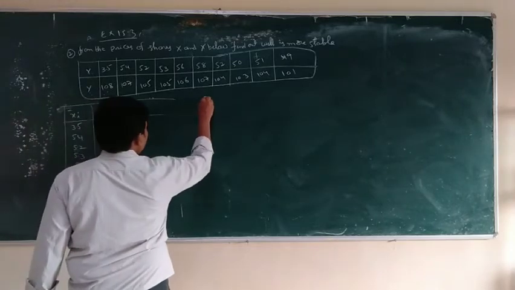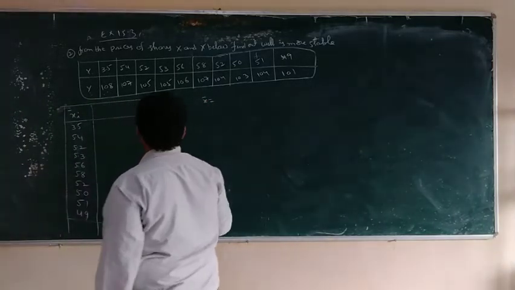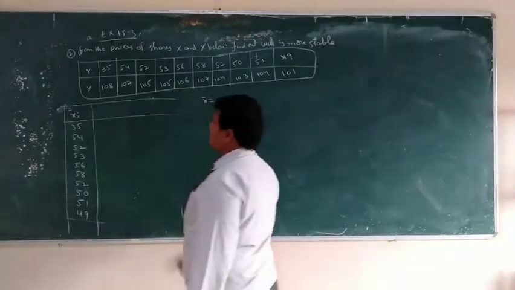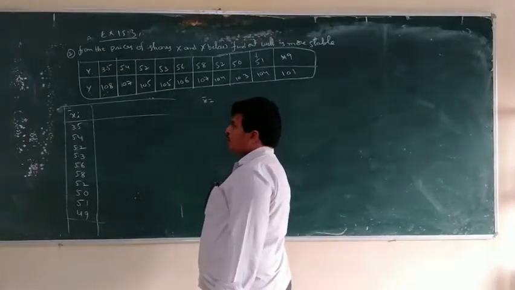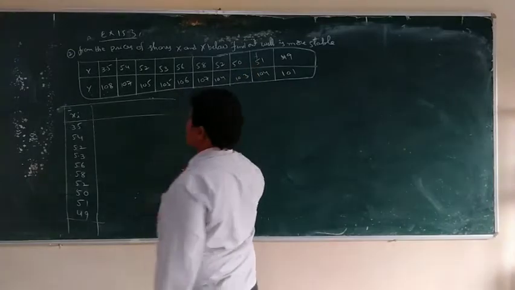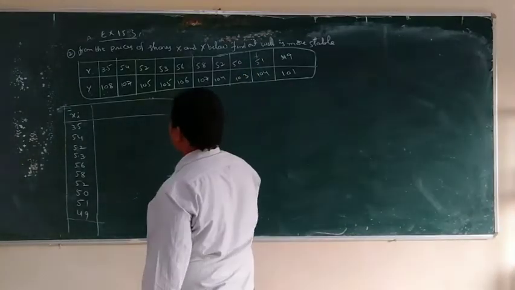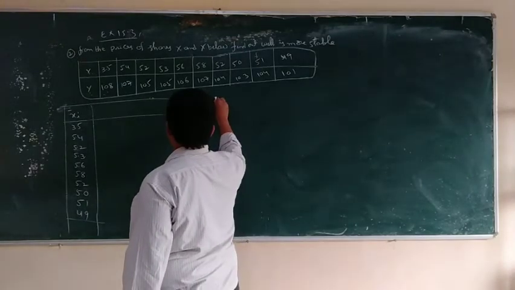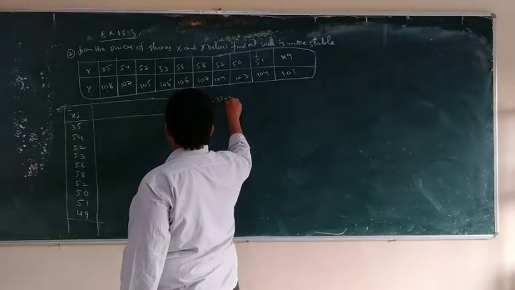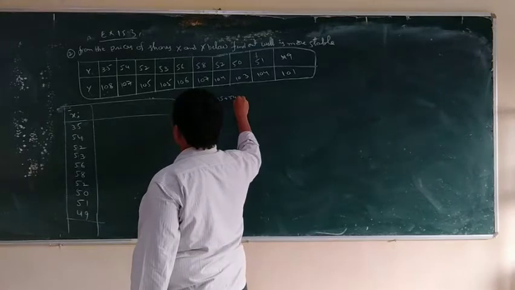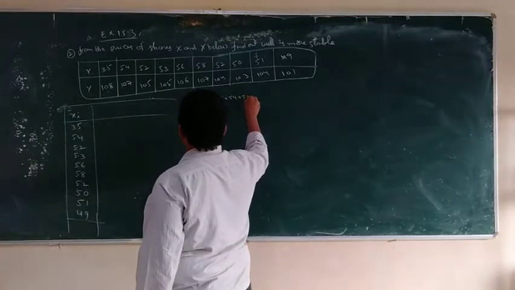X bar is equal to the sum of the values. This is ungrouped data. In ungrouped data, only observations are given. How do we find the mean for ungrouped data? The mean is the sum of the values: 35 plus 54 plus 52, and so on.